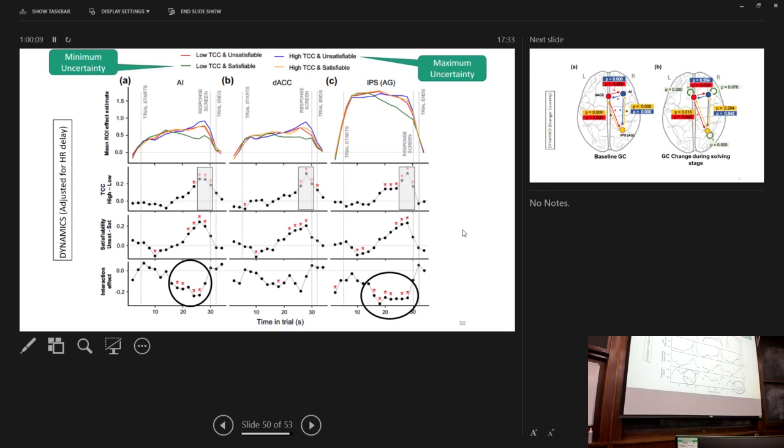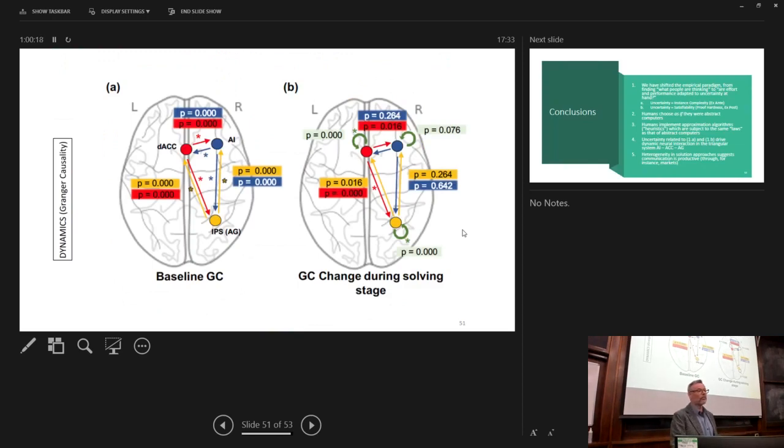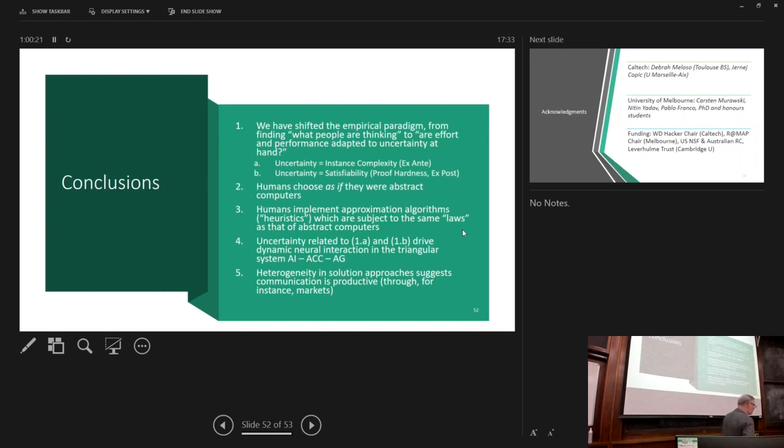Right? So now you try to understand these dynamics. You can't use standard dynamic causal modeling or something like that. You can go to Granger causality or something like that, and you find interesting things. But I should stop here and let me just conclude with these remarks. We've shifted the empirical paradigm from finding what people are thinking to our effort and performance adapted to uncertainty at hand. And what is uncertainty? First, instance complexity, ex ante. Most of my talk was about this. Second, uncertainty is satisfiability, what the mathematicians call proof hardness. So it's ex post. The answer to the question is no. Well, how do you know it's no? Maybe someday somebody will find an example that actually the answer is yes.